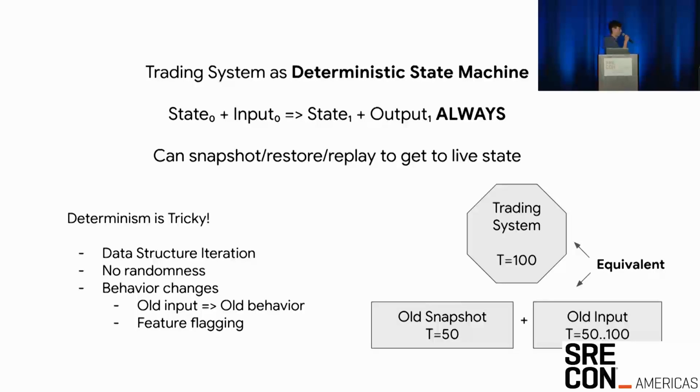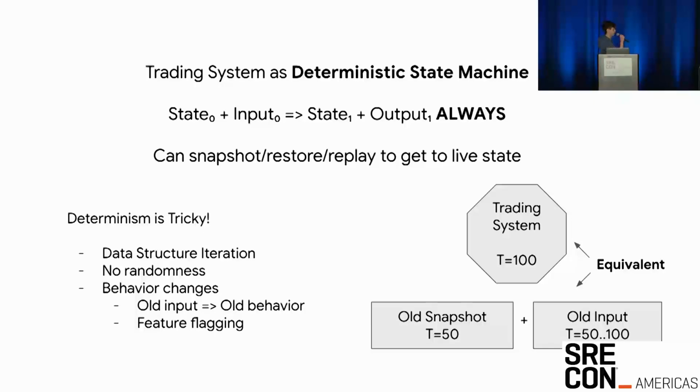So you don't want to use stuff like cache sets or hash maps, and we use our own data structures. We don't have randomness, of course. If you want to use a pseudo-random, then you need to store your seed as snapshotted state.